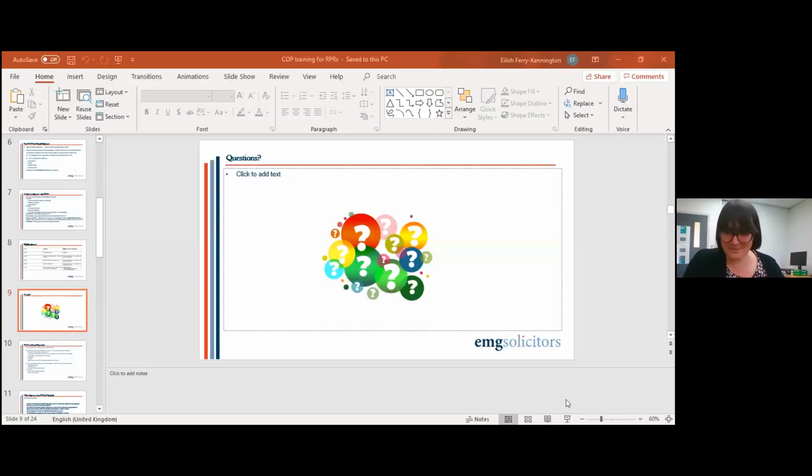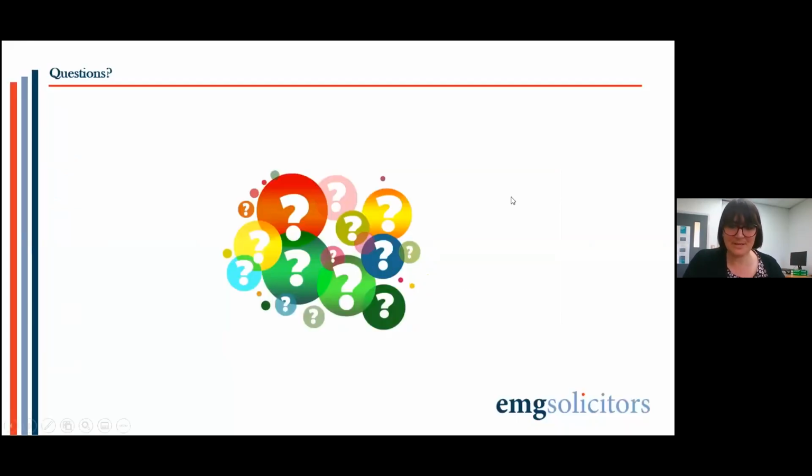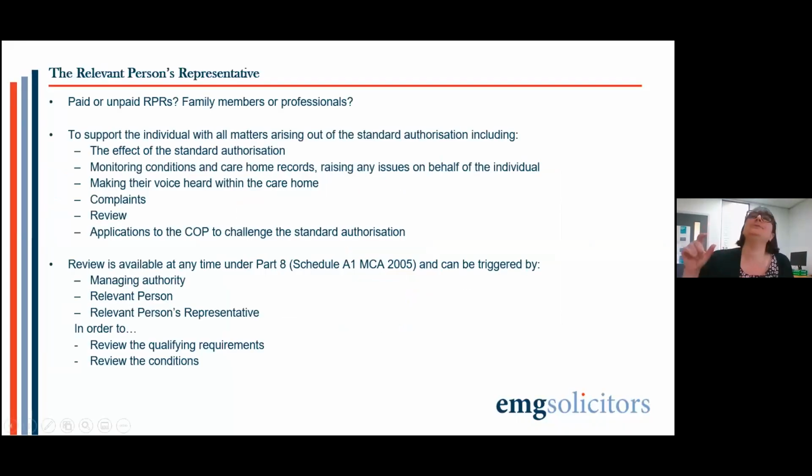We've looked at what a standard authorization is, when it can be put in place, when it should be put in place. I'm going to talk about your role within that standard authorization, and I'm going to talk about how that leads to you challenging the standard authorization or asking that it gets reviewed.